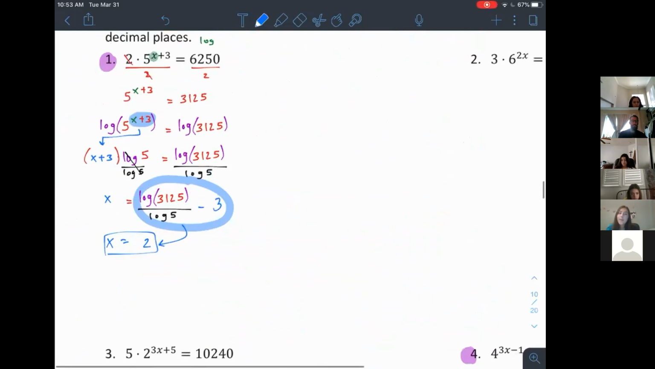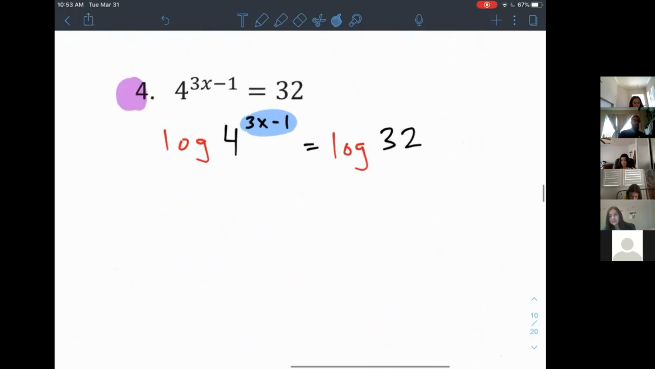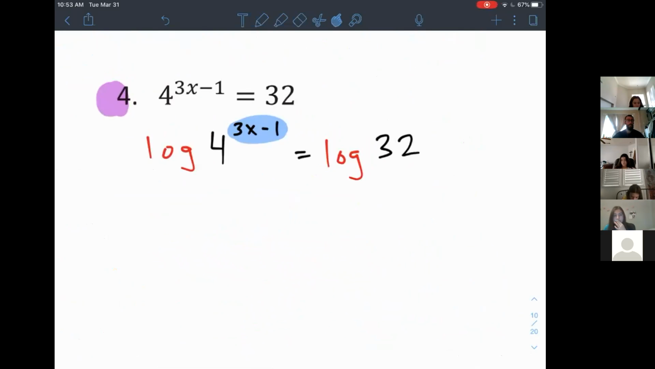All right, let's do number 4 then, and then I'll open up to some questions here because we're taking pretty long on this one. Now I'm going to do number 4, page 256 again. You notice I already started off by logging both sides. Again, turning 4 and 32 into the same base is doable.